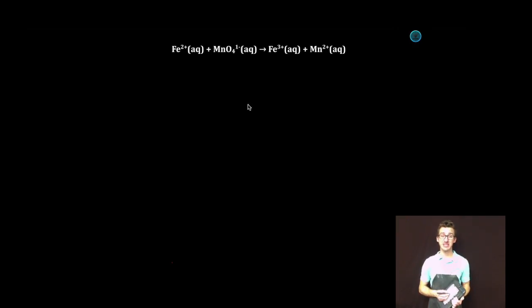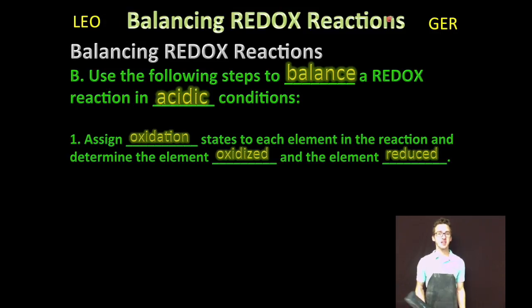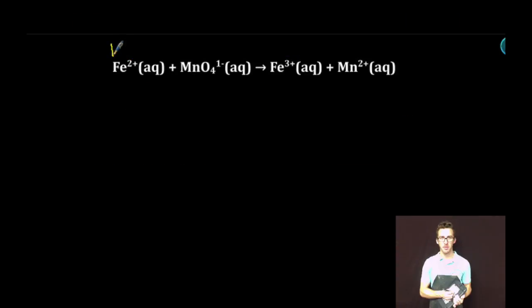Okay, so let's first look at an example of balancing a redox reaction in acidic solutions. We're gonna use this exciting reaction between iron 2 and permanganate ion occurring in acidic solution to practice balancing by half reaction method. First thing, assign oxidation states to each element in the reaction to determine the element oxidized and the element reduced. +2, -2, +7, +3, +2.